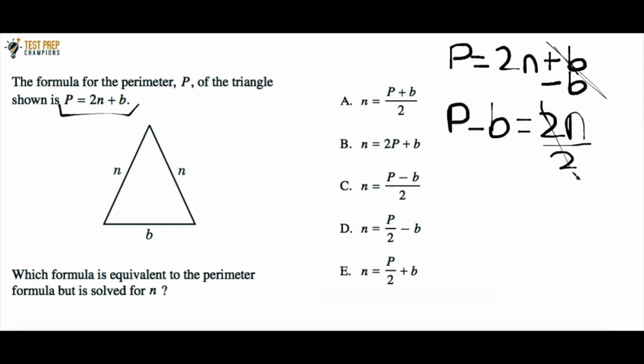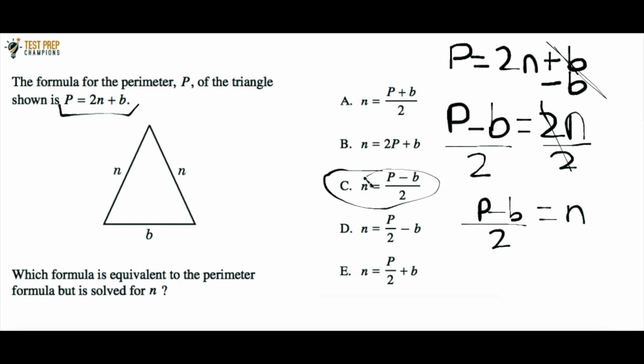I do that, these cancel out, and whatever I do to one side, I also have to do to the other. So the end result here would be p minus b divided by 2 equals n. All right, and that corresponds with answer choice C. So this is a really important skill for the entire math section. So please make sure that you understood this.